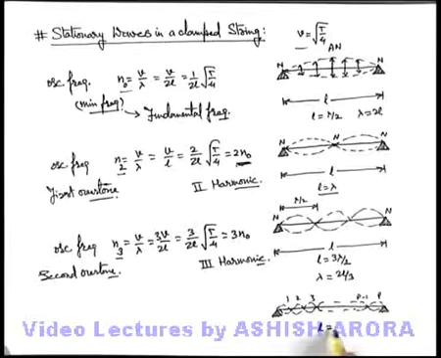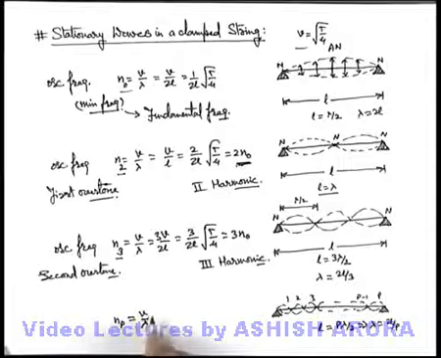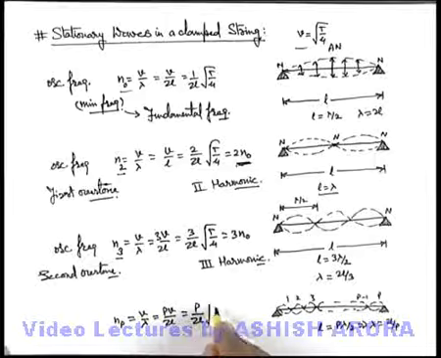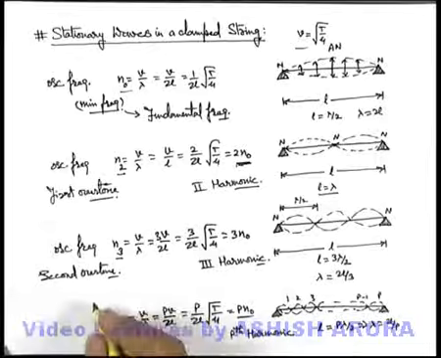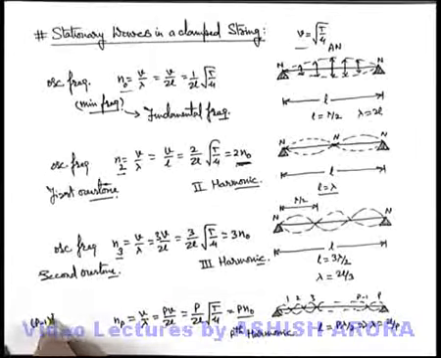In this situation, the length of a string can be written as p lambda by 2, or wavelength can be written as 2L by p. Now in this situation, if we talk about frequency, it is given as Np, which is v by lambda, or it can be written as pv by 2L, or it is p by 2L root of T by mu, and the frequency is p times the fundamental frequency. As there are p loops, the frequency of oscillation will be p times the minimum frequency, and it is termed as pth harmonic. And if we just count the number of overtones, this will be the p minus 1th overtone.